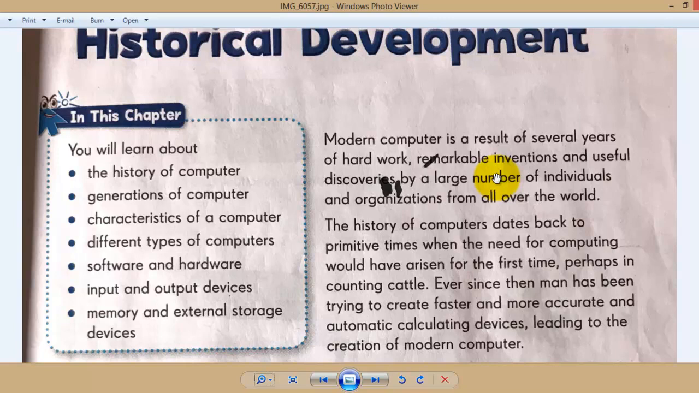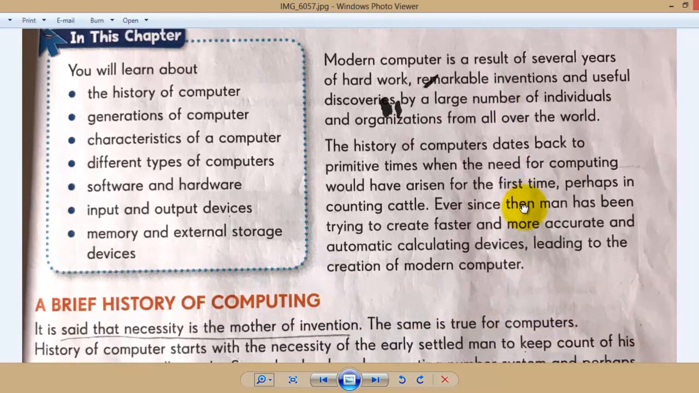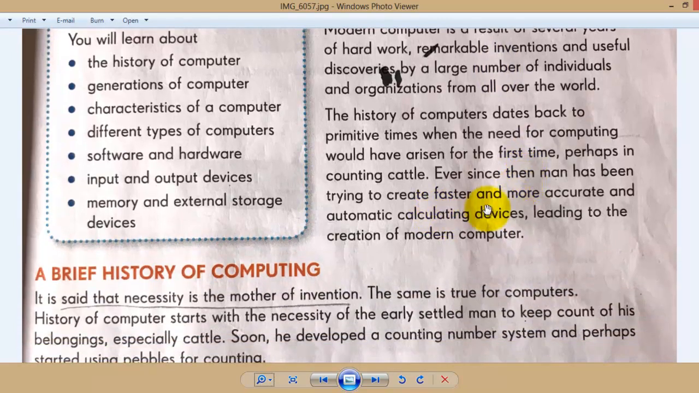The history of computers dates back to primitive times when the need for computing would have risen for the first time, perhaps in counting kettles. Let's go to the ancient time. So when did computing start? It starts from the counting of numbers. In ancient days, when we used to count kettles, men used to count by using stones, sticks, or pebbles. Like that, the counting of numbers or kettles started from ancient times.